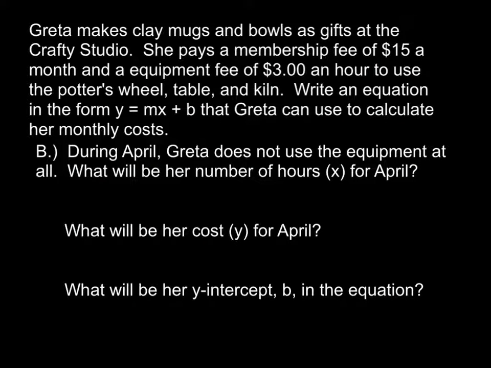Now it says, during April, Greta does not use the equipment at all. What will her number of hours for April be? She doesn't use the equipment at all. 0. So that's an easy one, and we put 0.